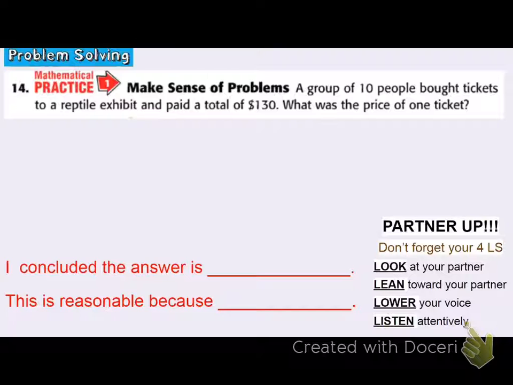Okay, problem solving. A goal is to solve mentally. All right. A group of 10 people bought tickets to a reptile exhibit and paid a total of $130.